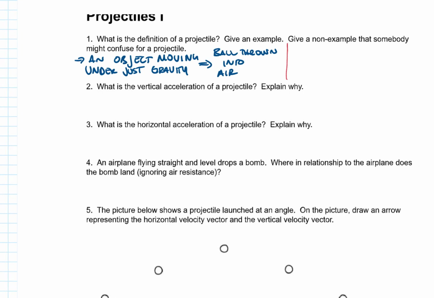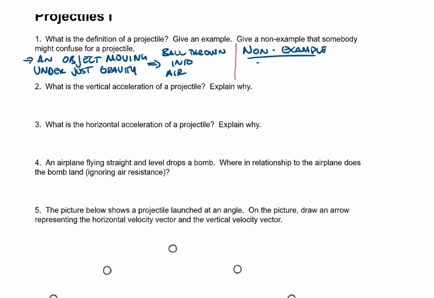For a non-example, an airplane is not a projectile. It's got lift going on. It's not just gravity. It's not in free fall with a forward horizontal velocity, or a rocket. Neither of those things are projectiles.